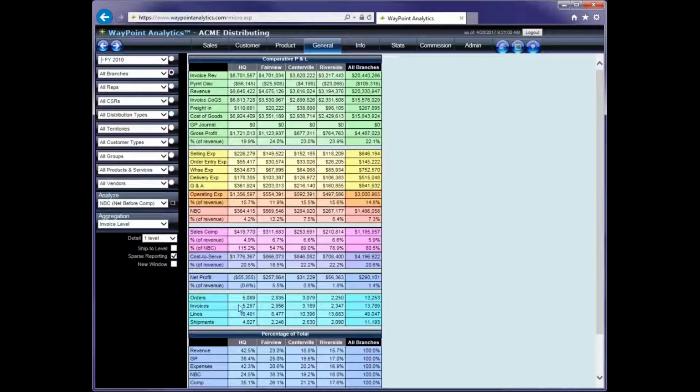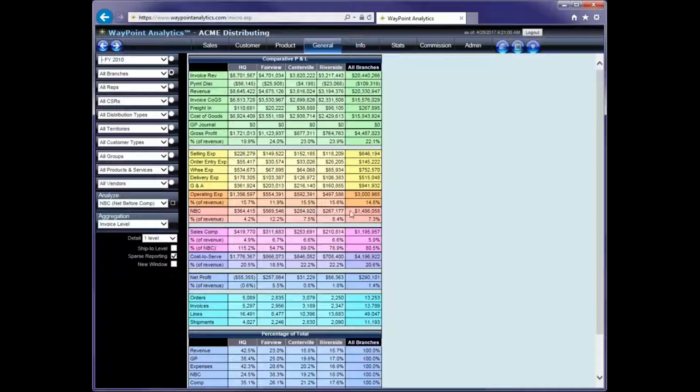At the bottom of this report, we have some additional metrics, in this case broken out by branch: the number of orders, the number of invoices, the number of lines, number of shipments. So those are the metrics, again, related to each branch for the year, that we can manage by looking at these counts.